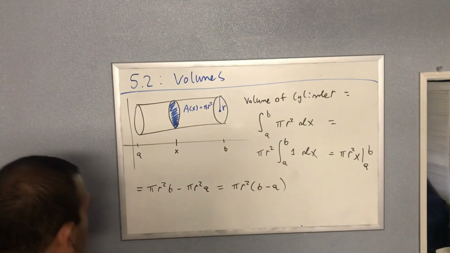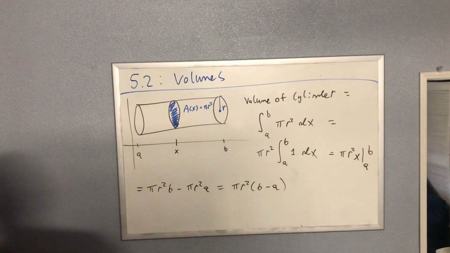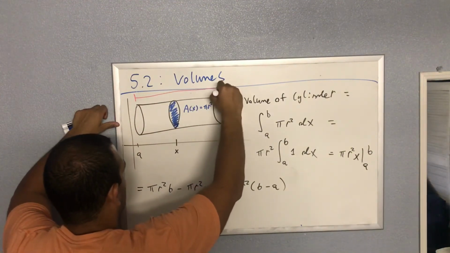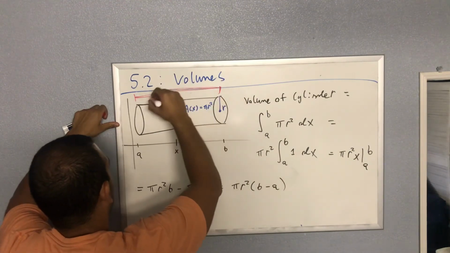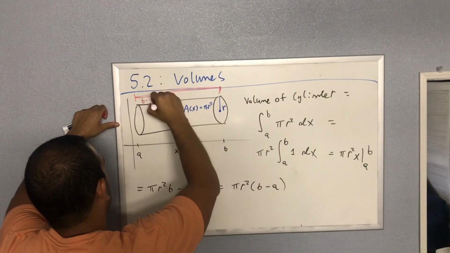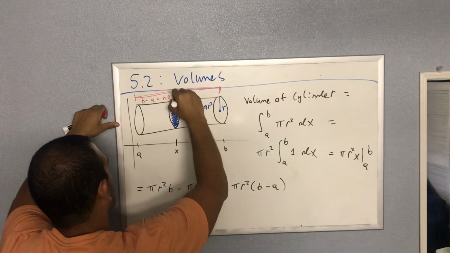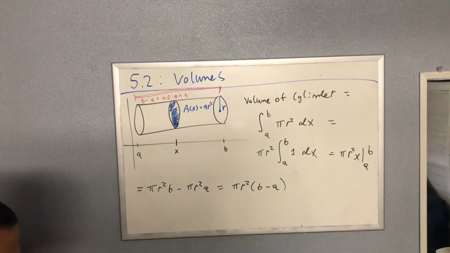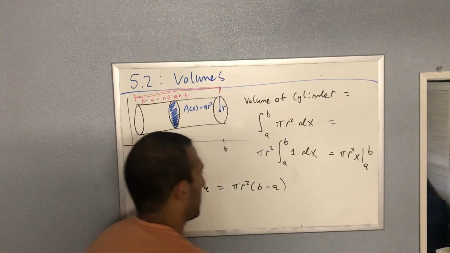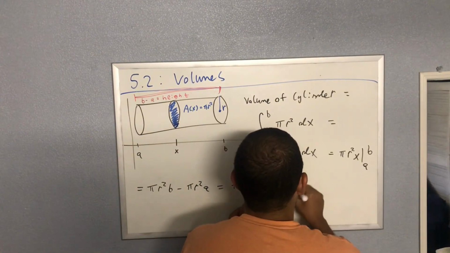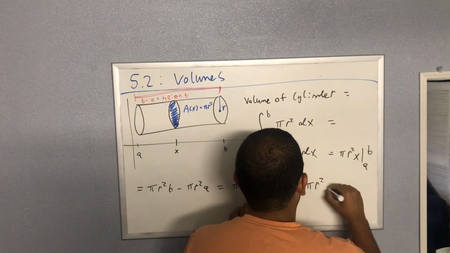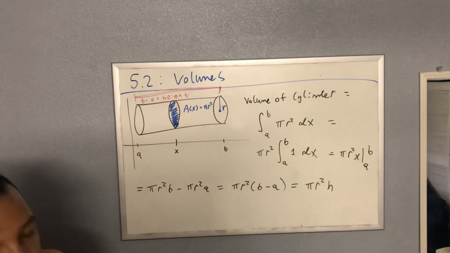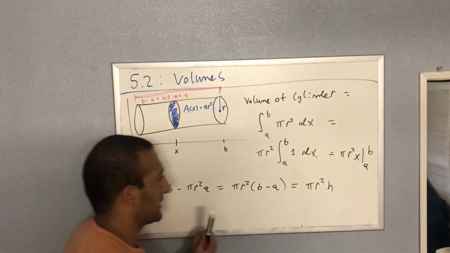Now what is b minus a geometrically? B minus a is this length here. B minus a is actually just the height. It's the height of the cylinder. So we get that the volume of a cylinder is pi r squared h, which follows from whenever you learn this.